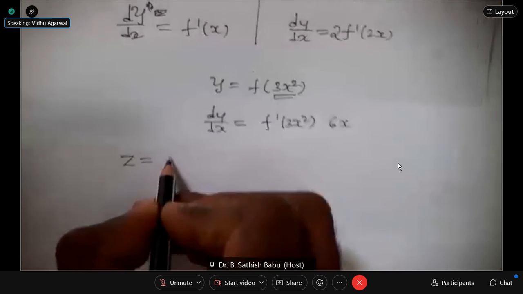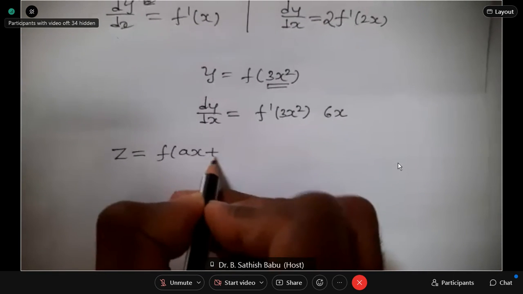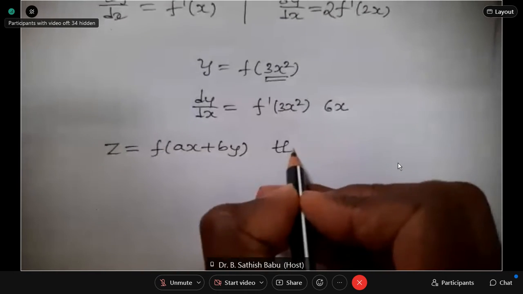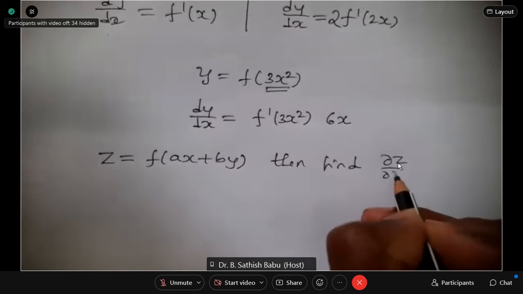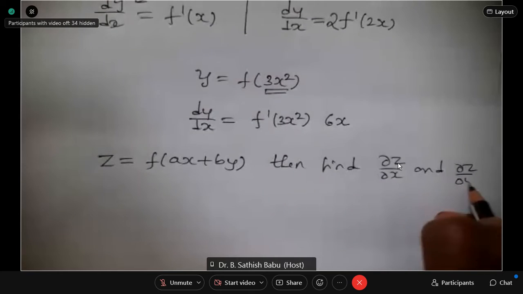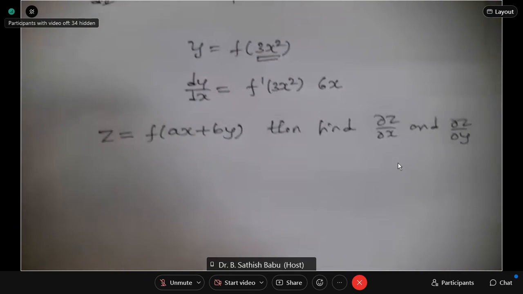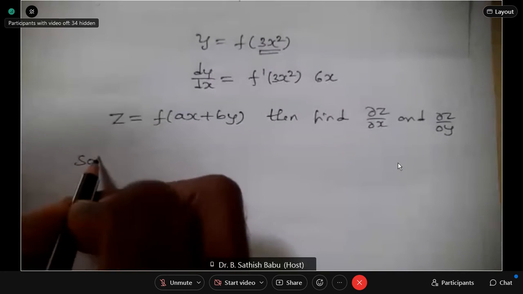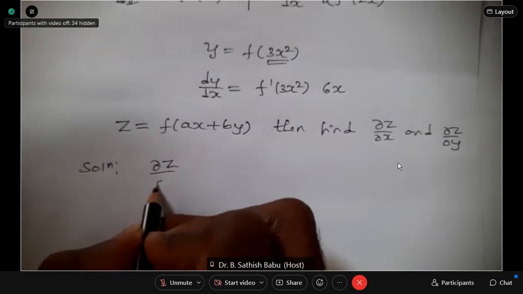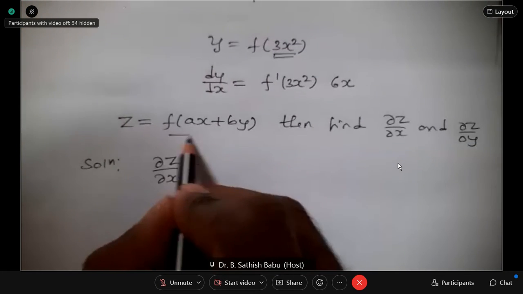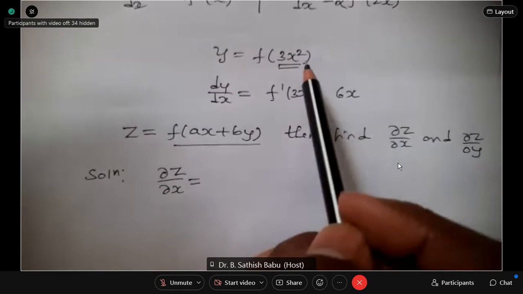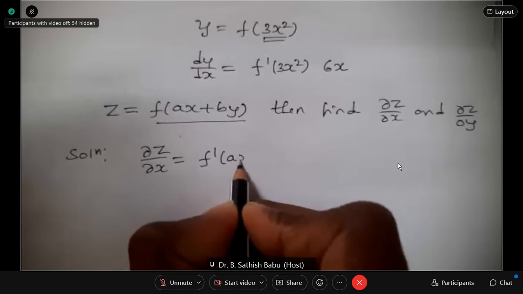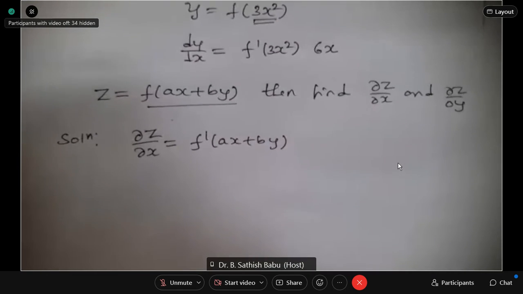Similarly, in partial differentiation, they may ask you a question like: if you have z is equal to f of ax plus by, then find dou z by dou x and dou z by dou y. Can we get the partial derivative of this with respect to x and y? Whatever we were using for the ordinary derivative, the same thing we can apply for partial derivative. Firstly, when I differentiate this, can we write it as f dash of ax plus by?